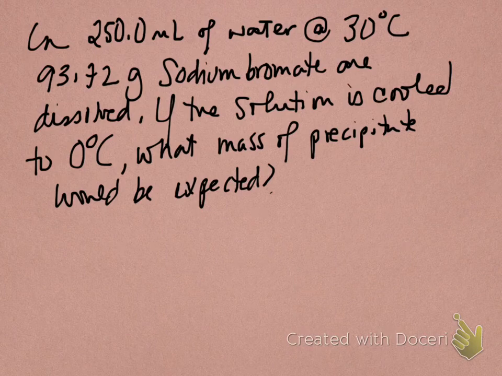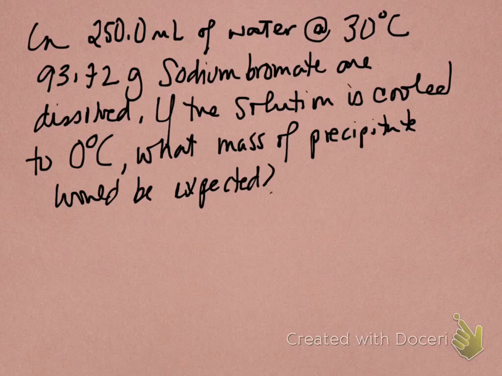Okay, so we've got 250 milliliters of water at 30 degrees Celsius. We have 93.72 grams of sodium bromate dissolved in it. If we cool that whole solution down to 0, how much precipitate is going to fall out of this? What's the mass of precipitate we're going to get out? This is a multi-step problem. What's our first step?